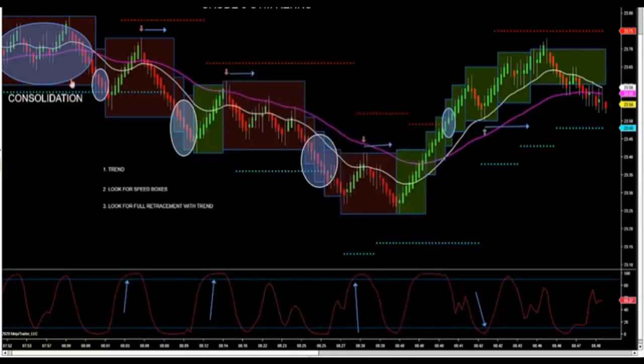So these are big inflection points. There's your consolidation, more than four candles inside the speed box. And these, where I just marked up, that's giving you a heads up. This is a leading indicator. This is not a lagging indicator. This is very, very, very leading.